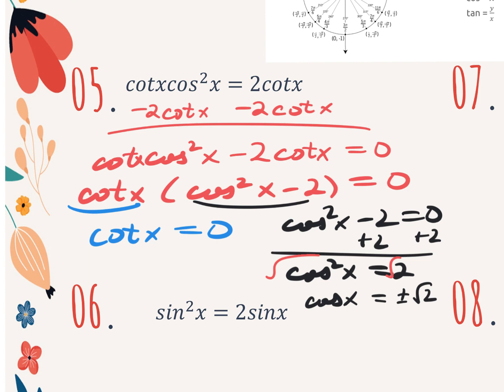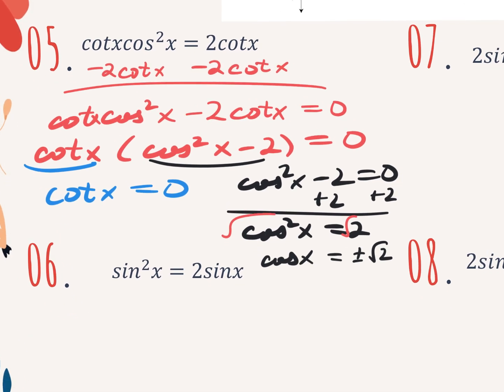Now, the square root of 2 is approximately equal to about 1.4. This is out of my range. So this one gives me no solution, because remember, cosine has to be a number between 1 and -1.